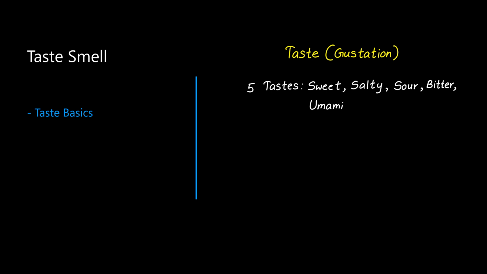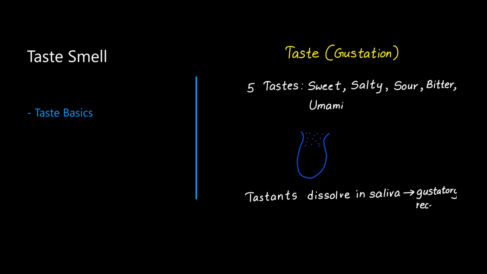Taste works through chemoreceptors on your tongue and other surfaces in the mouth and throat. 5 basic tastes exist: sweet, salty, sour, bitter, and umami, which is that savoury, meaty flavour. Tastant molecules dissolve in saliva and contact gustatory receptor cells inside taste buds. Each taste bud opens through a tiny taste pore in the tongue epithelium.